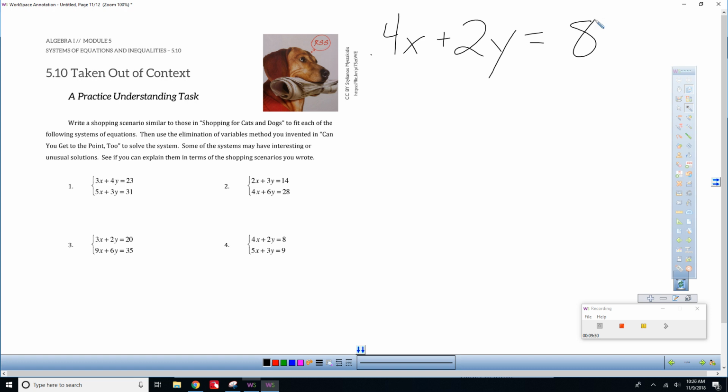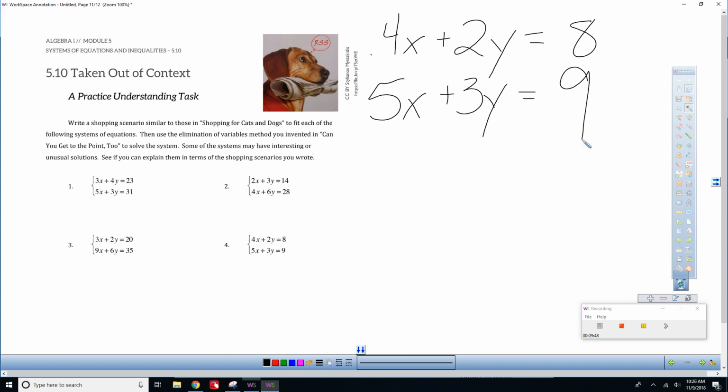So we have 5 apples and 3 bananas, and that will equal $9. They only cost you $9. This isn't adding up to me either. Let's see what we're going to do on this one. All right, Carson, back to you.